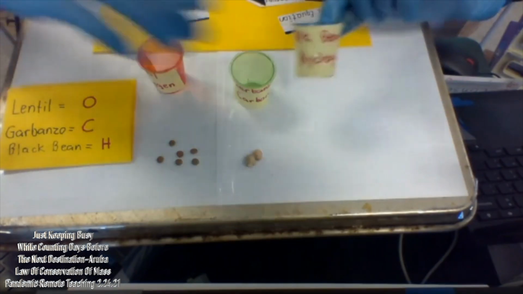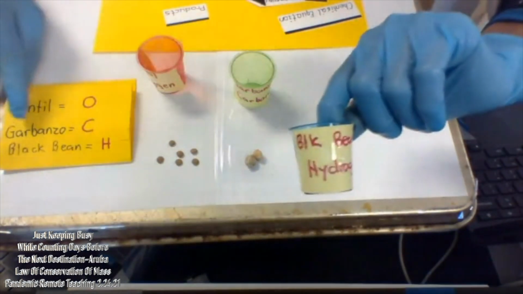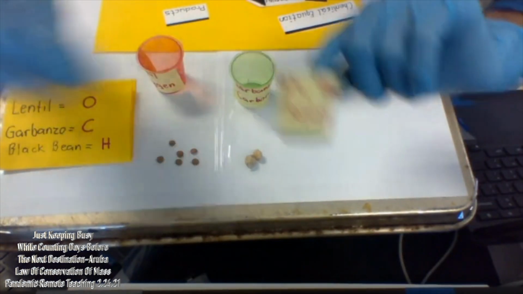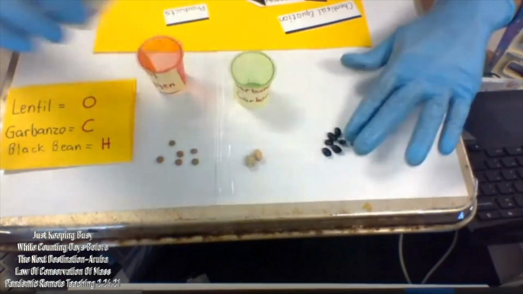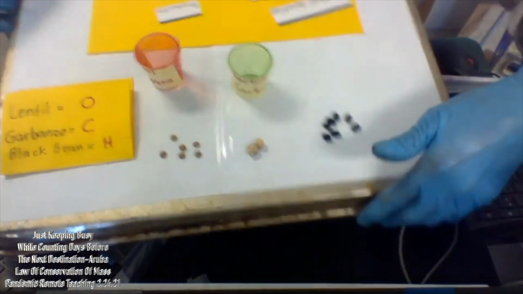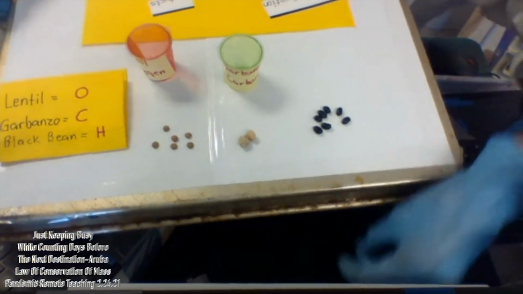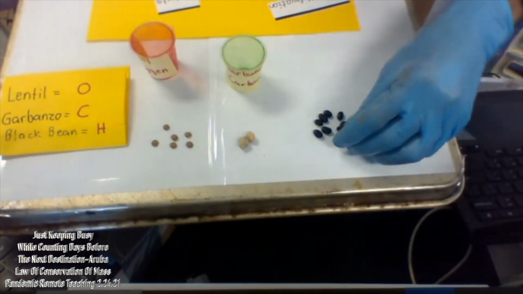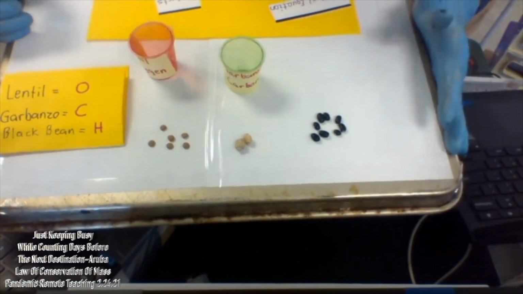All right. Last but not the least, the black beans. These represent the hydrogen, capital letter H. Tell me how many I have here. Sorry, the black bean is not cooperating. Oh, it's falling. It's circular. Anyway, go ahead. Please tell me how many black beans I have.